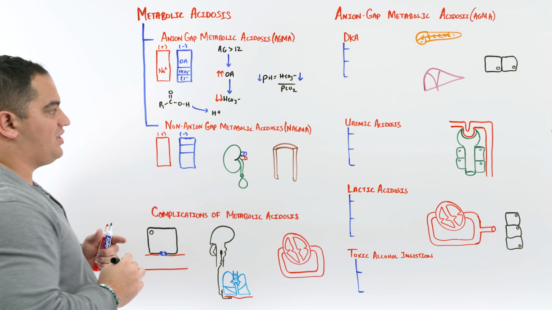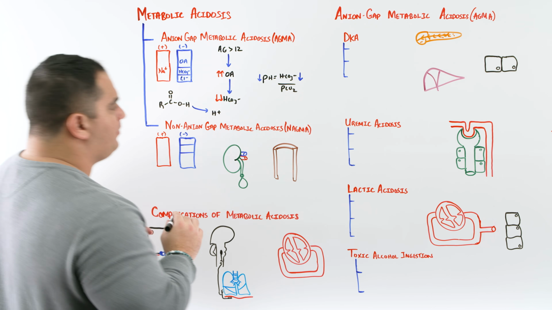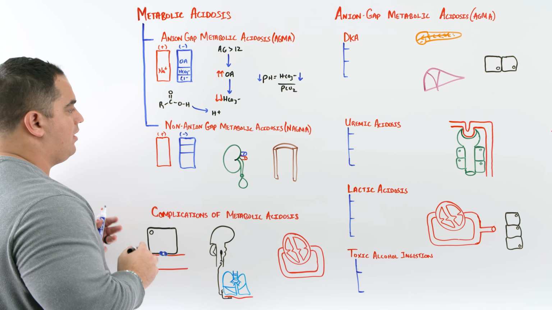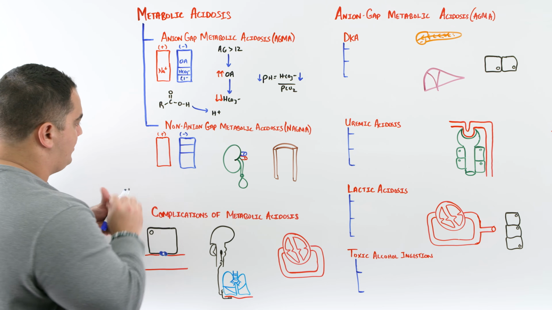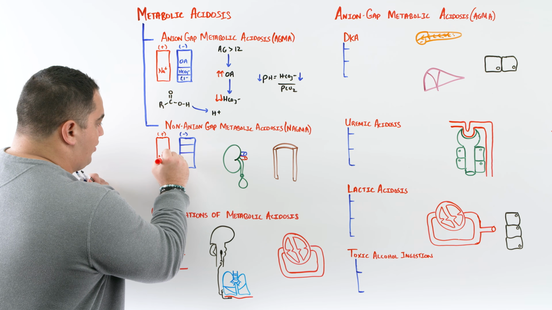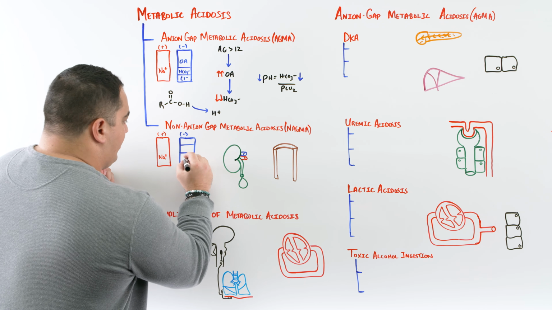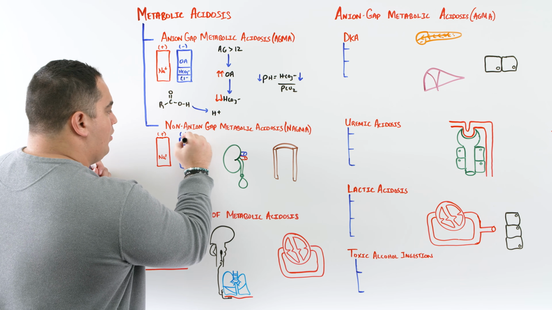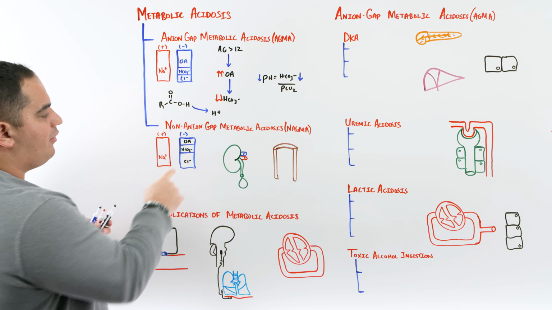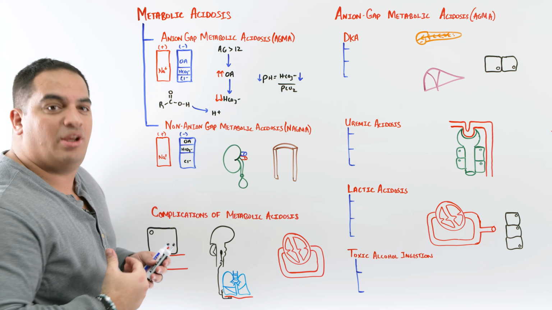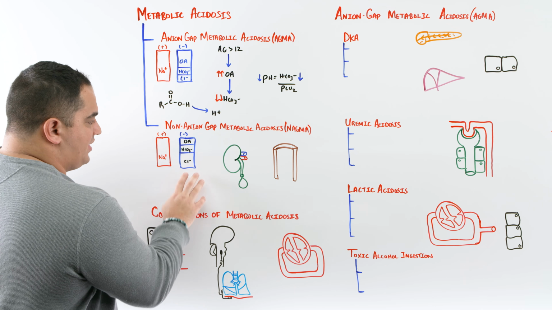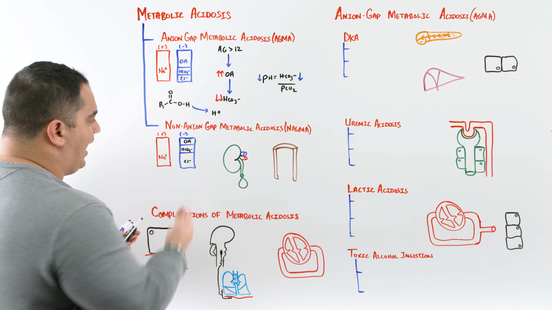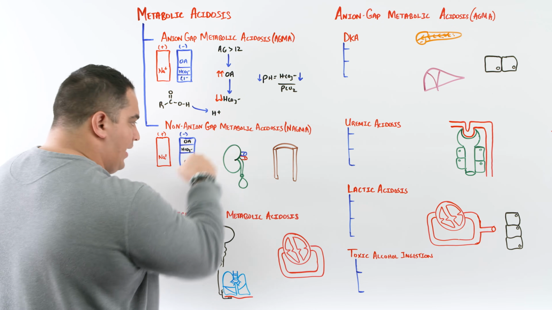Let's talk about the other one, which is a NAGMA, a non-anion gap, or normal anion gap, metabolic acidosis. Again, all you're doing is taking the cations, which is primarily sodium, and subtracting chloride, bicarb, and organic acids. Now, what you notice is that the organic acids really aren't the bulky component here. It's chloride that is going up, and that can drive down the bicarb.